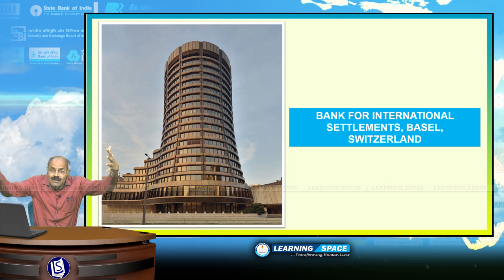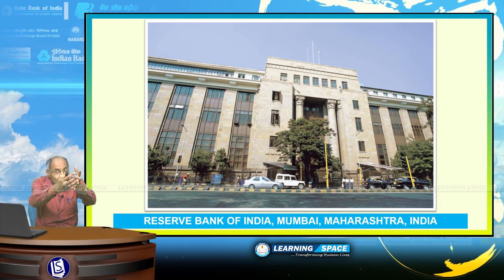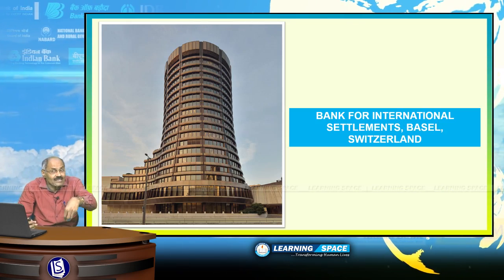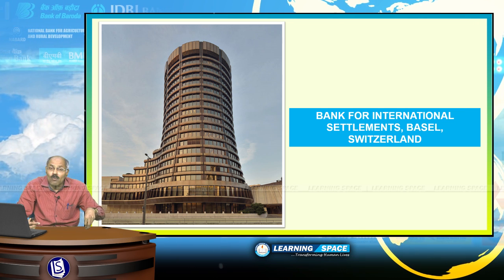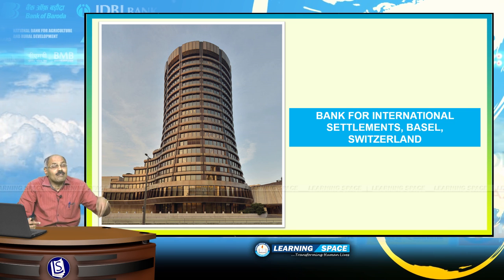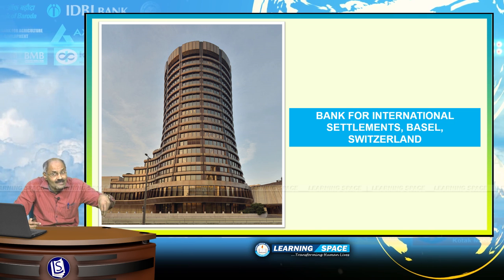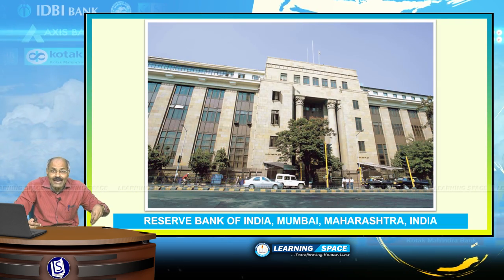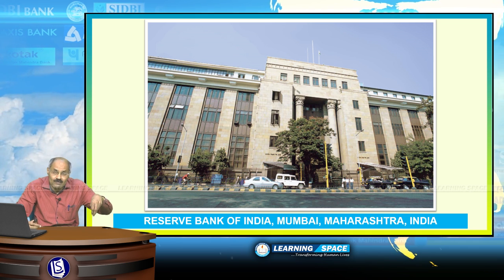That's why several central banks are members of BIS. Central banks like RBI, European Central Bank, Federal Reserve, these are all members of Bank for International Settlements. BIS looks at the financial and monetary stability of the world as a whole, whereas the individual central banks look at the monetary stability of their respective countries. The main purpose of central bank is to preserve the value of currency without much volatility, without much change, right?